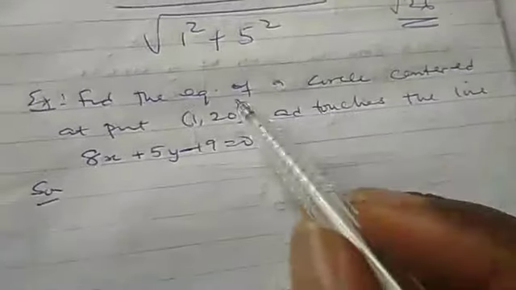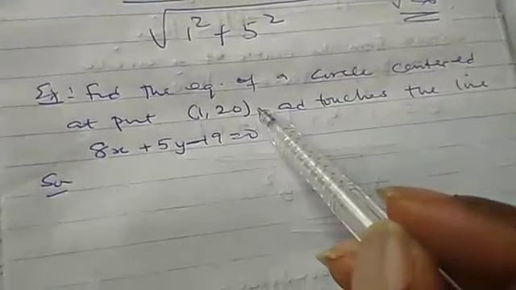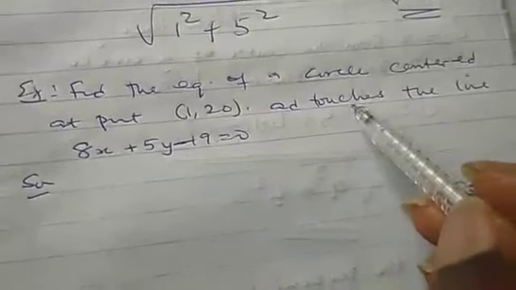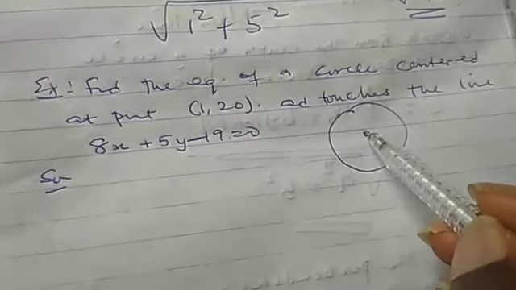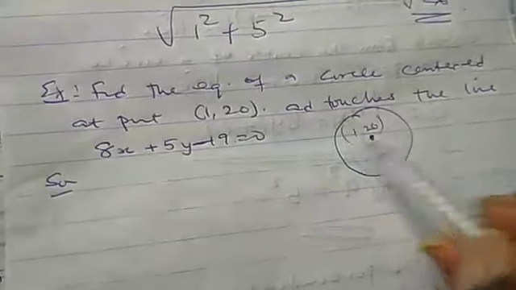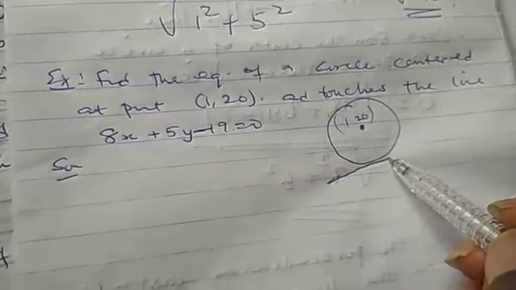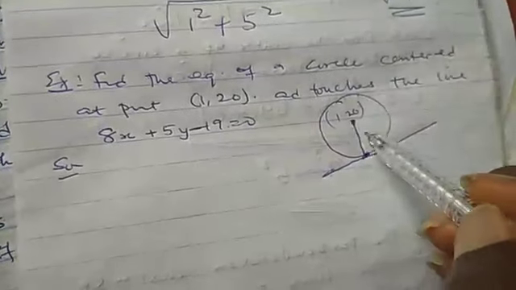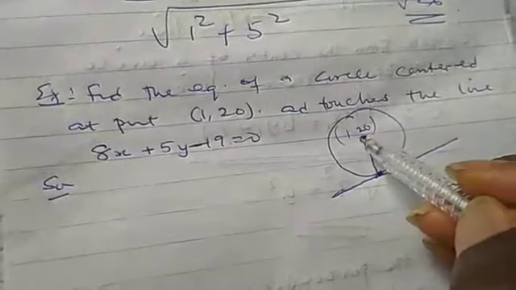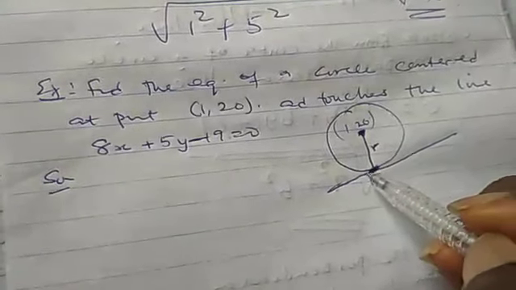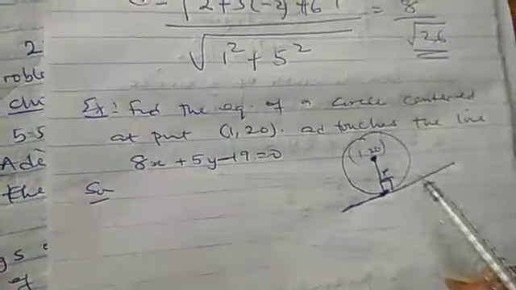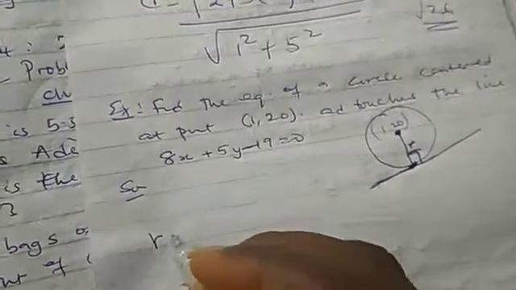In this question, the question says find the equation of a circle centered at this point and touches this line. Since this is the center, at this point 1, 20, and they say that it touches this line. Touches means it has just one point. How do we now find the radius? Radius is just the distance between the center here and this line. It's a perpendicular line by circle theorem.